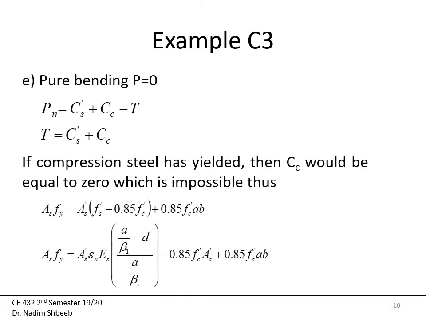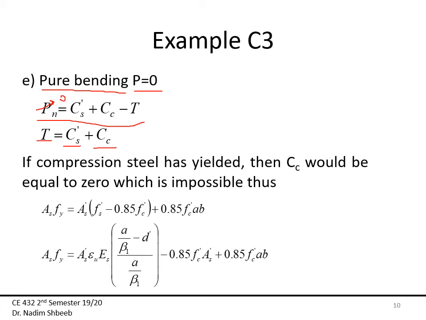Now for the requirement where I need pure bending. So for pure bending, large eccentricity, there is no axial force, so my P is going to be 0. So if I go back to this equation right here, I'm going to make this go to 0, which means my tension force now is going to be equal to my compressive force in the steel plus the compressive force in concrete. So the question that I need to answer: has the compressive steel yielded or not?